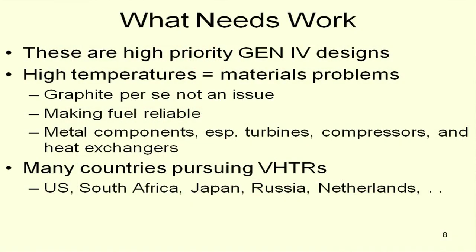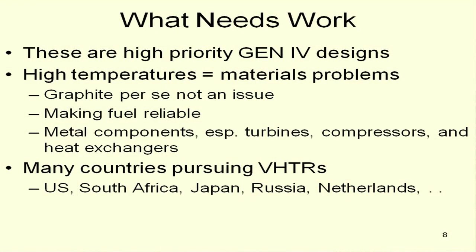So with that, we were on what needs work on the VHTR. Graphite itself is not an issue. To some extent, making fuel reliable, and when I describe how the fuel is made, I think that'll be clear. But making the fuel material itself, I think the biggest issue is the metal components. While graphite is fine, and you can probably make a pressure vessel and keep it insulated, you're going to be circulating very hot helium through compressors, heat exchangers, and this kind of thing.